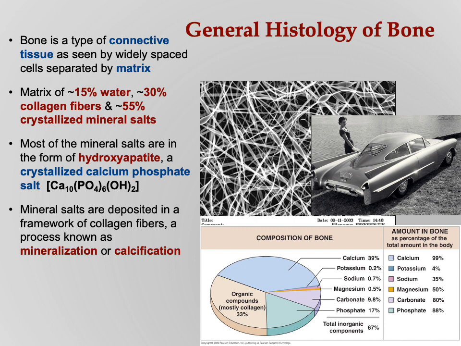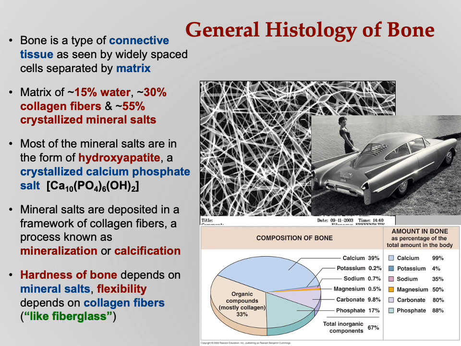So first you have to put down the matrix of the bone. You can see in the upper illustration there in the center. That's basically the collagen matrix, and then into that matrix the mineral salts are deposited. That's what bone is made of. So the hardness of bone depends on the mineral salts, the hydroxyapatite, the calcium, and the phosphate. The flexibility depends on the collagen fibers.